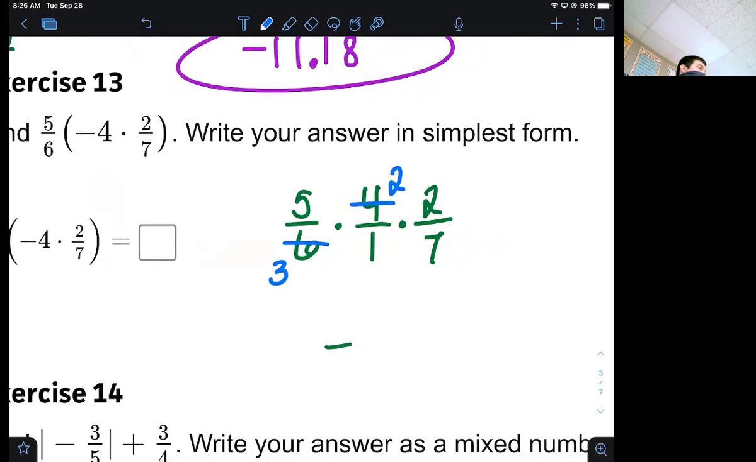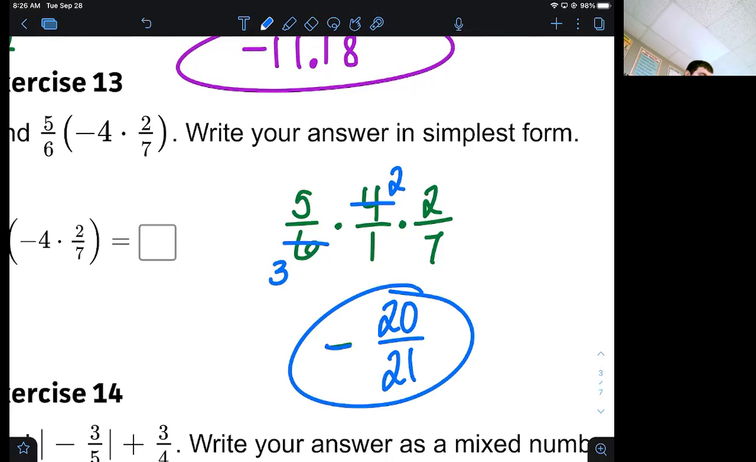So when I multiply now, my answer will be reduced. What is 5 times 2? 10 times 2. 3 times 1 times 7. And remember we said it was negative. Negative 21/20. That's reduced because we canceled as much as we could.